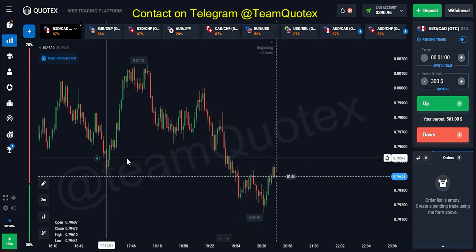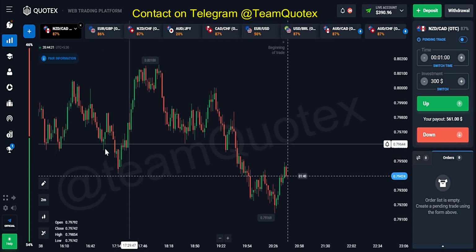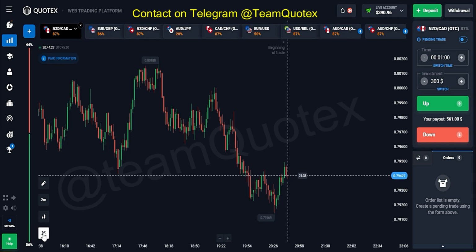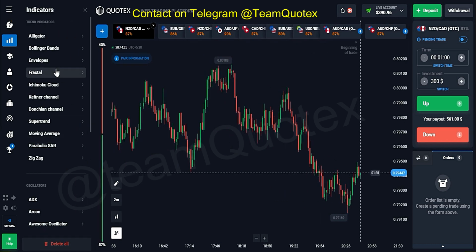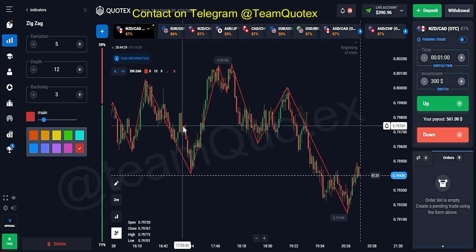So now guys, let's understand what the zigzag trading strategy is. First, I'm clicking on this indicator section, just click on it. Okay, and click on the zigzag section. Now you can see zigzag has been applied on my trading chart.